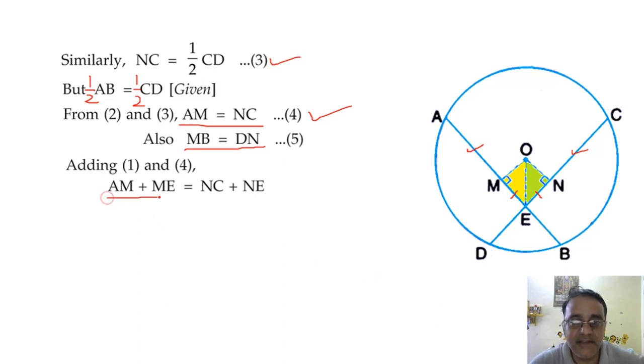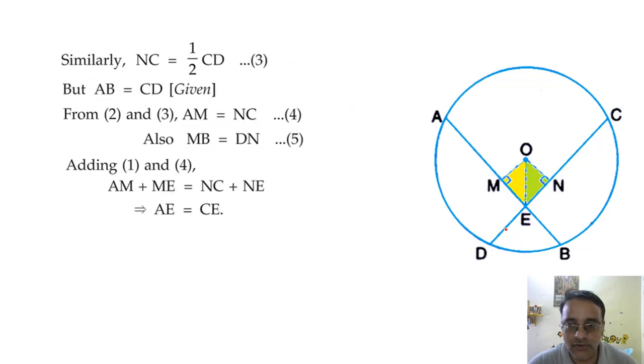So AM plus ME, what will you get? AE. And if you add these two, what will you get? CE. Right. That means AE is equal to CE. यही first part proof करना था. Now the second part, what we have to show: ये दोनों equal हैं. BE is equal to DE. So that is very easy.